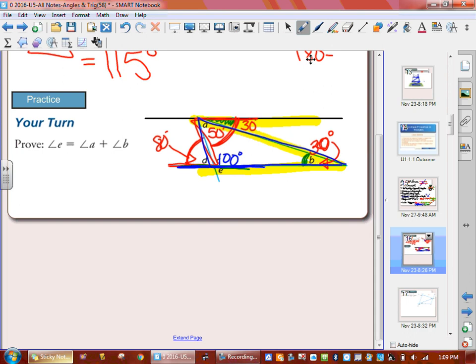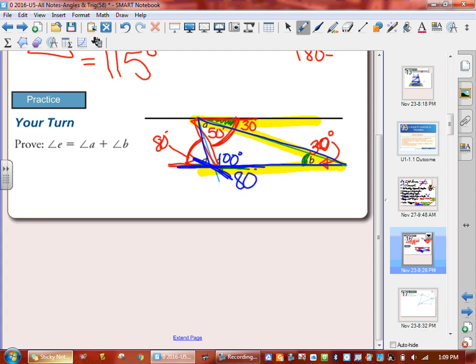Question saying, how come A plus B gives me E? Well, let's take a look. What does letter E give us? How do we know angle E? Is there a way to find out? Exactly. So you can look for your opposites. So opposite to D is 80. That's one way of finding it.